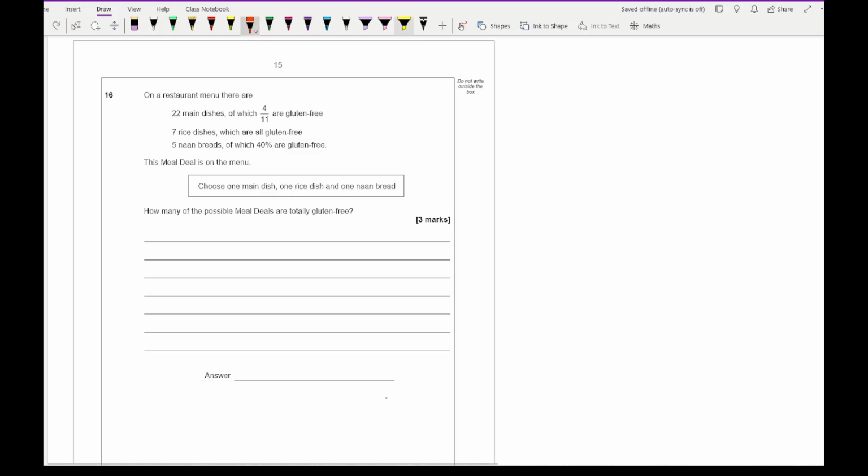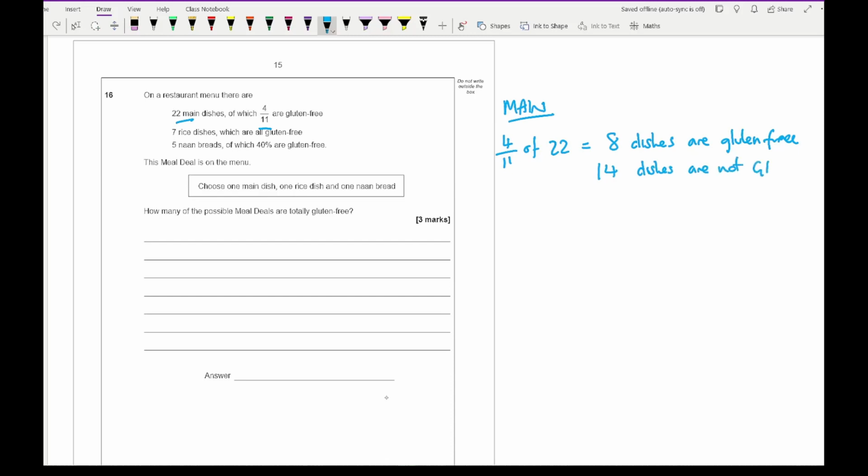So looking at this, let's have a look at the main dishes, because that one's mentioned first. Of the 22 dishes, 4 out of 11 are going to be gluten-free. So 4/11 of 22 equals 8. So we've got 8 dishes that are gluten-free, and 14 dishes that are not GF.